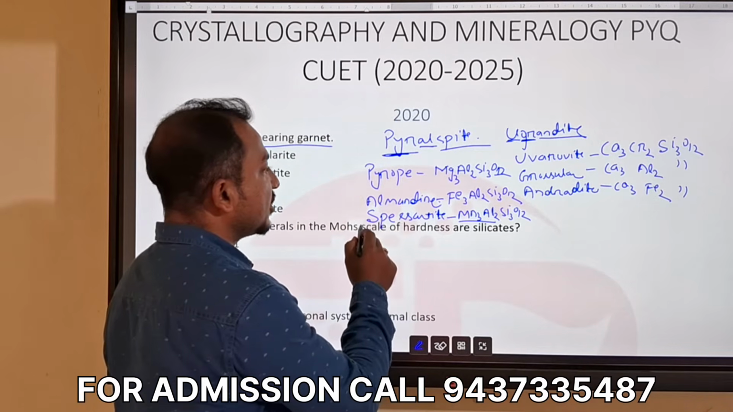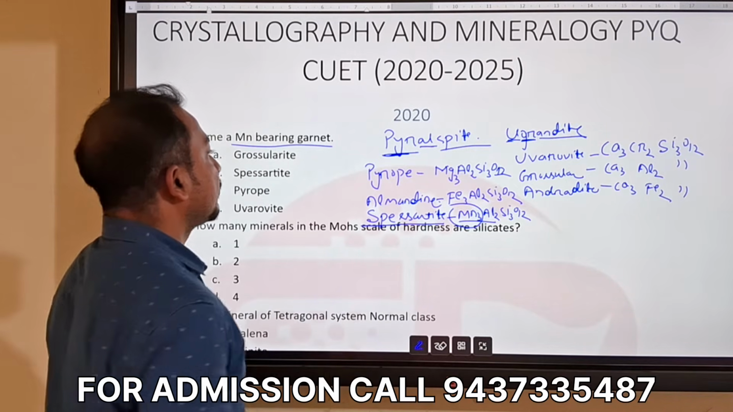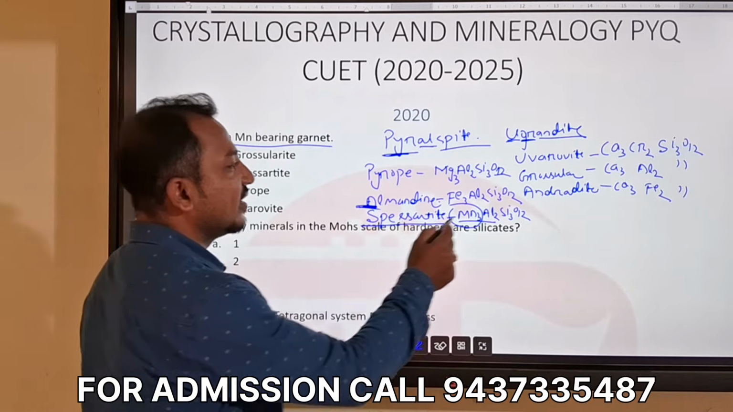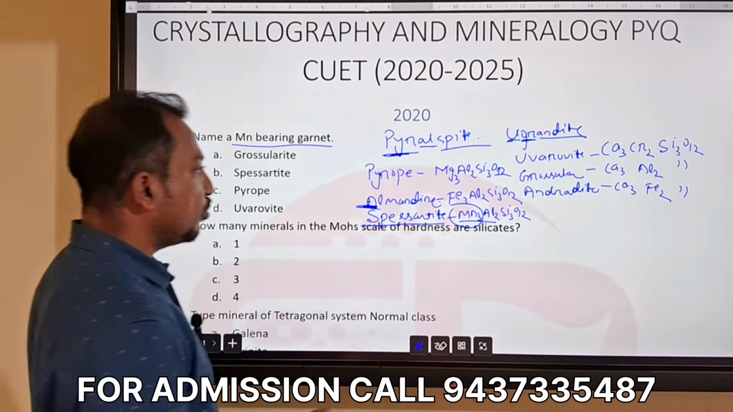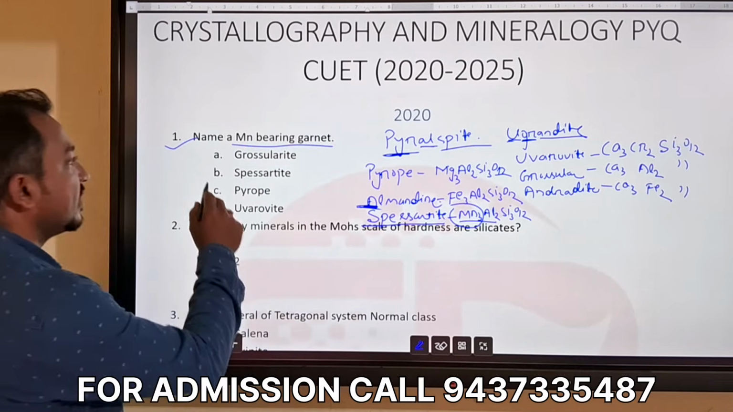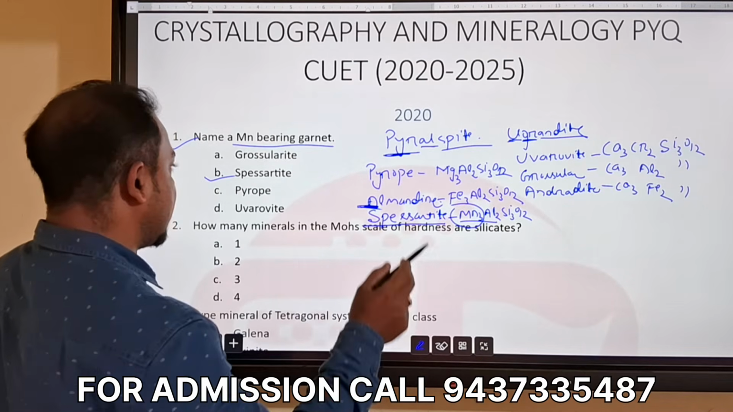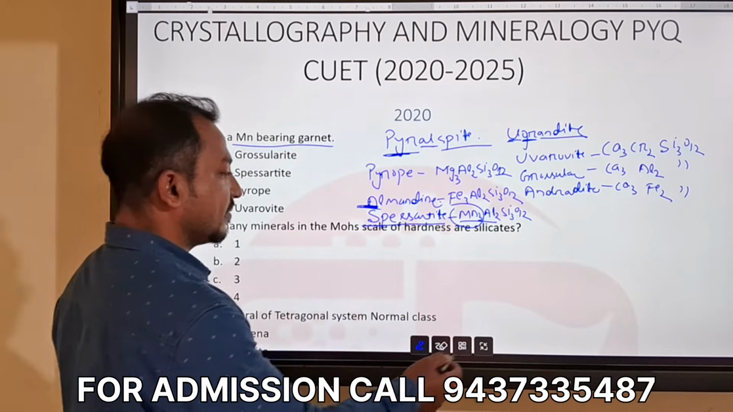So among which one, spessartite contains Mn, so it will be Mn bearing. I remember if any garnet starts with the letter A, it always contains iron. So the answer will be spessartite. Grossularite is Ca3Al2, calcium aluminum bearing, pyrope is Mg bearing, uvarovite is chromium bearing.